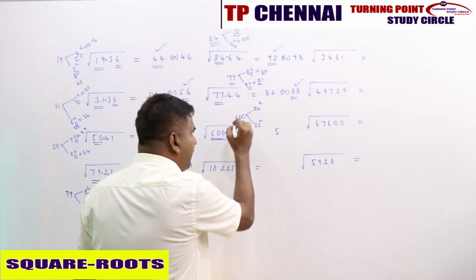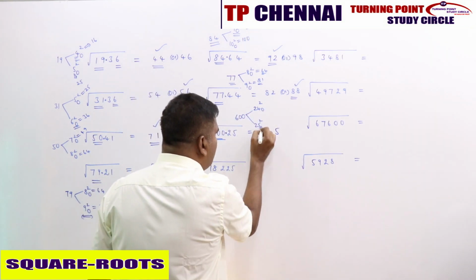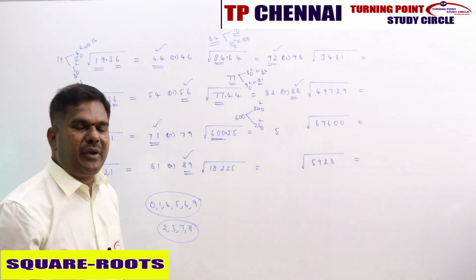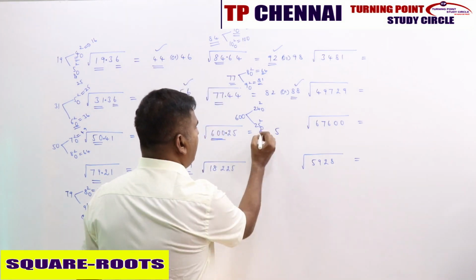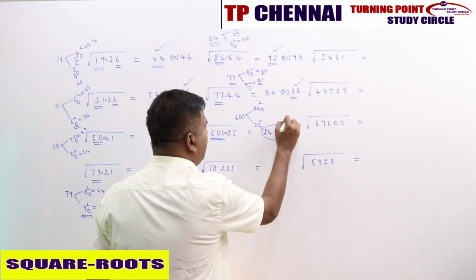That means the square root will be between 240 and 250. Between 240 and 250, ending with a 5. What is the value? 245 only. None other than 245 only. That's it.